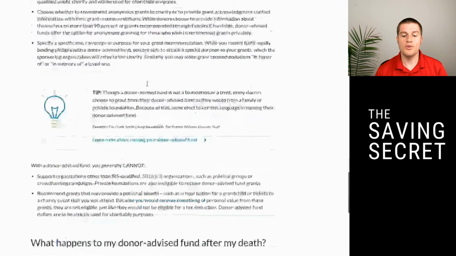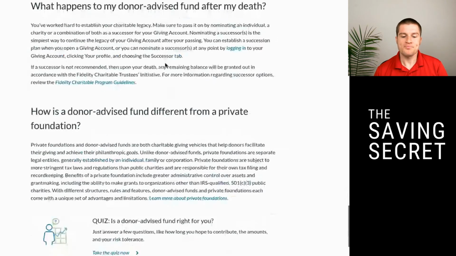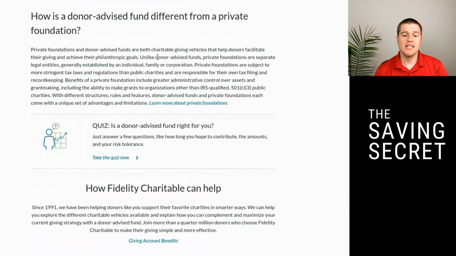So very helpful. A few things to keep in mind: you can't use this for school tuition or to get into a charity event. Those would not be allowed charitable contributions from your donor advised account. And once the money is in your donor advised account, it is an irrevocable transaction, meaning you cannot take the money back out for any purpose except charitable contributions. So that's really it in a nutshell.